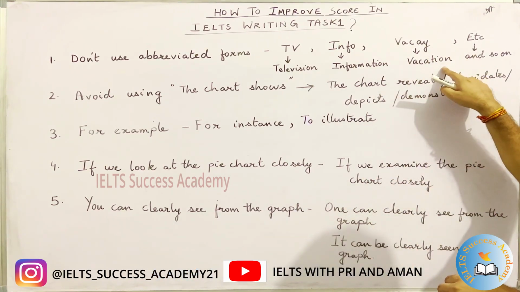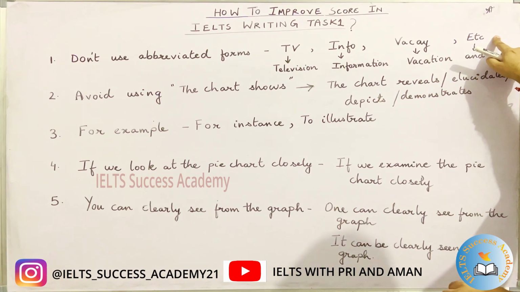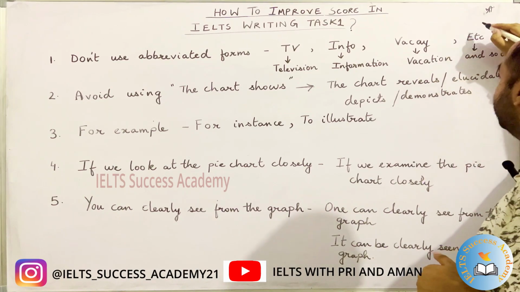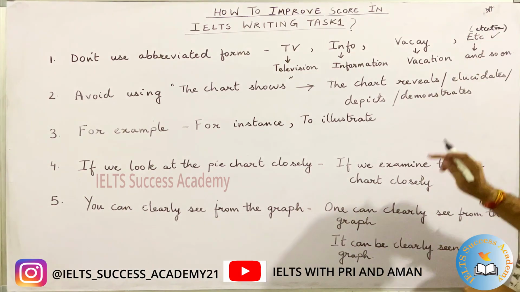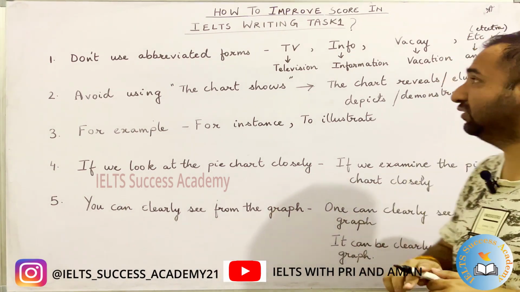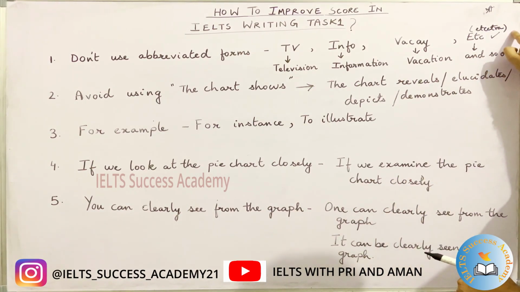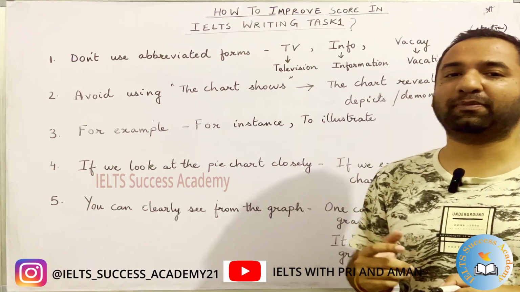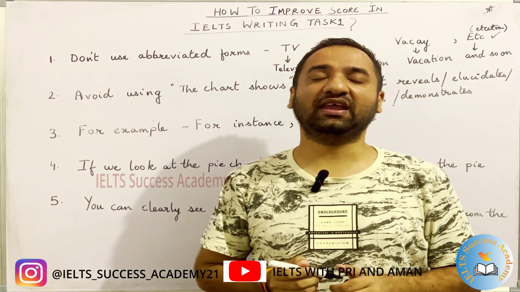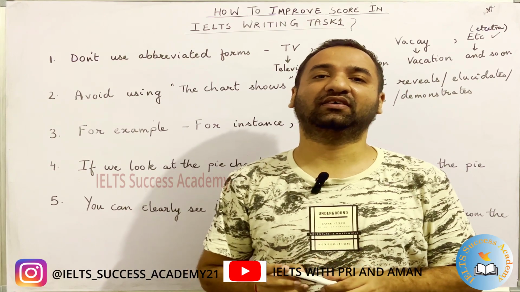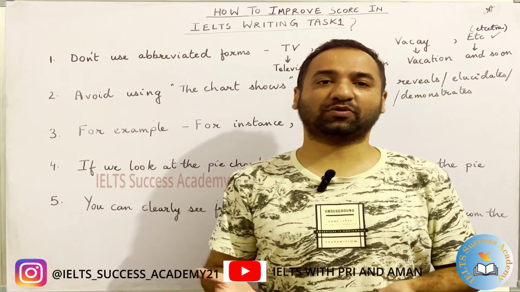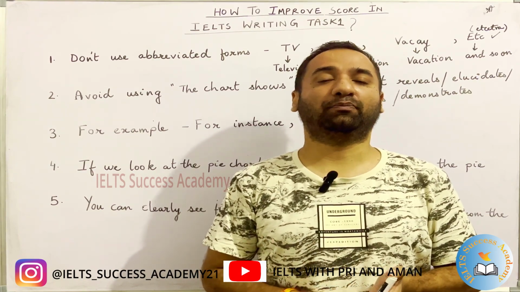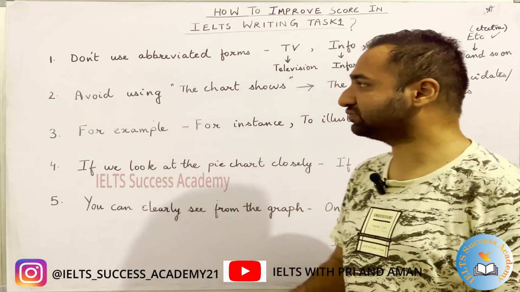For vacay, use vacation. I've seen students using ETC. Full form is etc. I want you to write and so on if you cannot spell etc. Okay? Because if you use abbreviations, this is an informal way of writing. Try to be as formal as possible in the IELTS test. Because if you're formal, you can get good scores in your IELTS test.